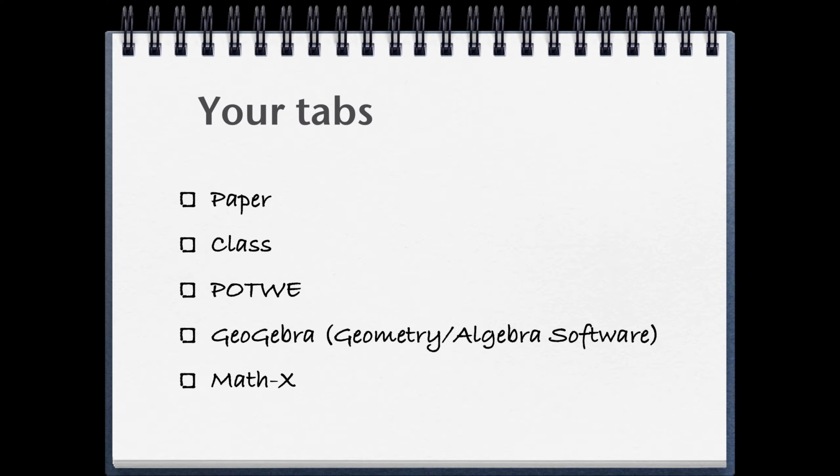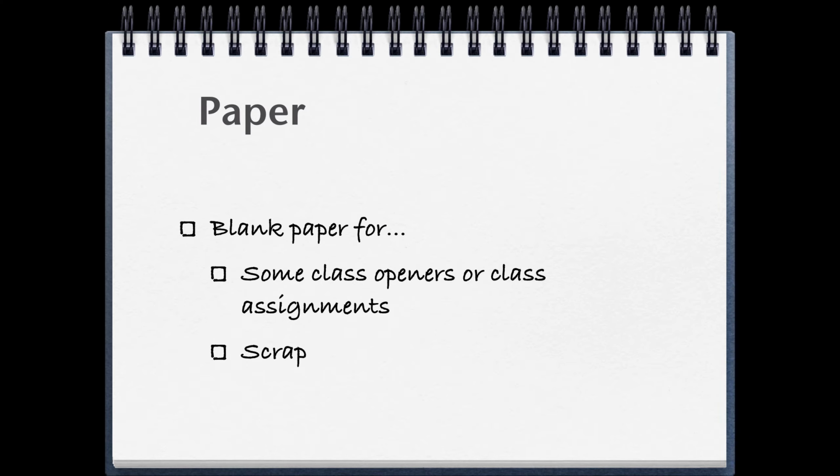The tabs are going to be for paper, class, which is for classwork, POTW, which is problem of the week, GeoGebra, which is your geometry and algebra software, and MathX, which is an additional math period each week that we'll talk about in class. The paper tab obviously is going to contain blank paper, and we're going to use that occasionally for class openers or class assignments that I need to collect. Other assignments will be done in your journal, but some of them, when I need to collect them, we'll be doing on blank paper, and you may also need scrap paper from time to time.